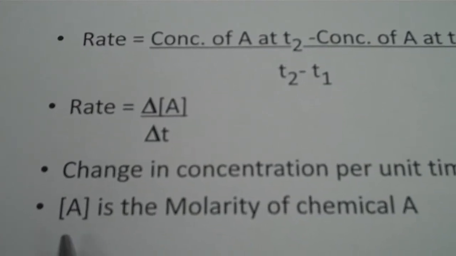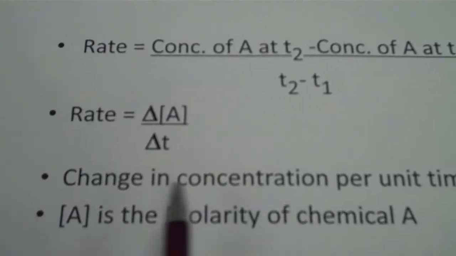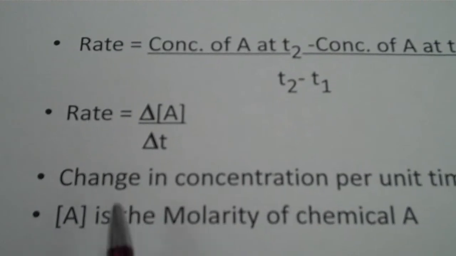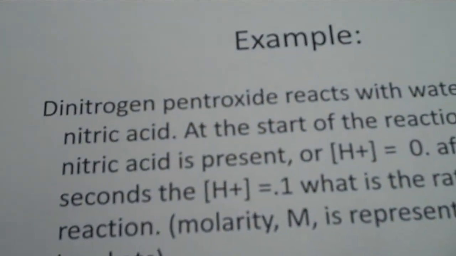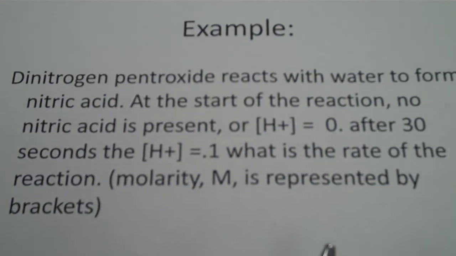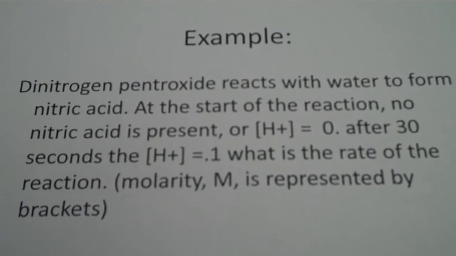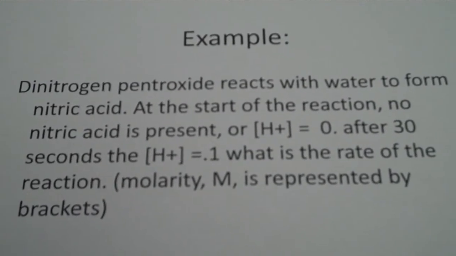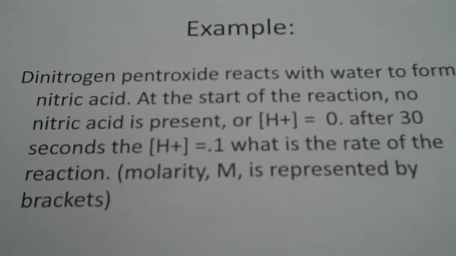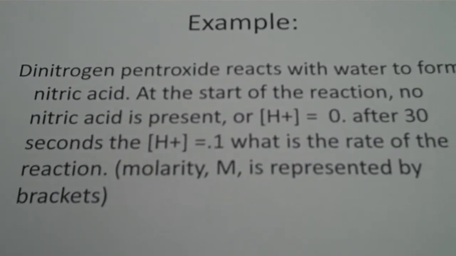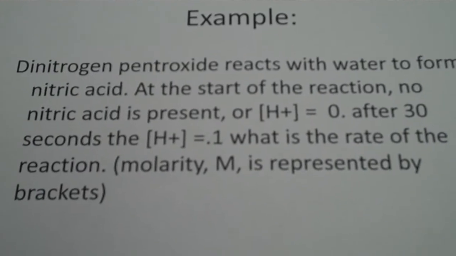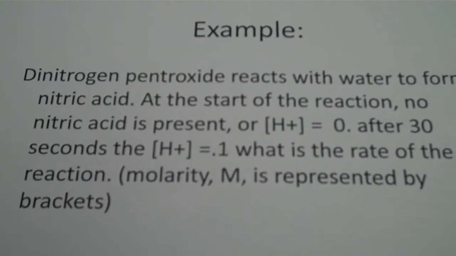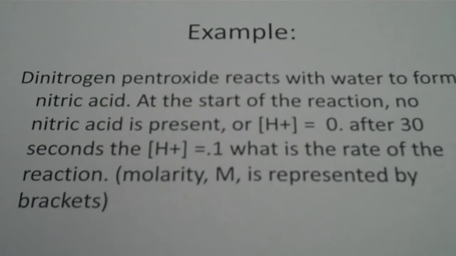A, in brackets, is referring to the molarity of a chemical A. So anytime you see brackets, it's referring to the molarity or the concentration of that compound. Let's go ahead and do an example. This example reads, dinitrogen pentoxide reacts with water to form nitric acid. At the start of the reaction, no acid is present, or the concentration of H is 0. After 30 seconds, the H plus equals 0.1, or the molarity of that is 0.1. What is the rate of the reaction?